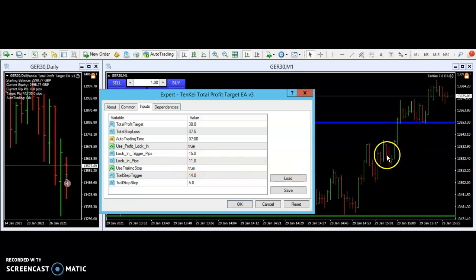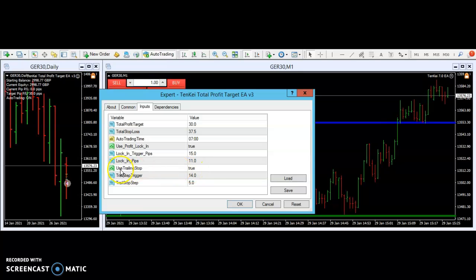either going long or going short. So price goes up, price goes to 15, where you set it here. It triggers to lock in some pips, and since it's gone to 15, it locks in 11 pips for you. So imagine we're going up, it's gone to 15, it's now locked in 11.